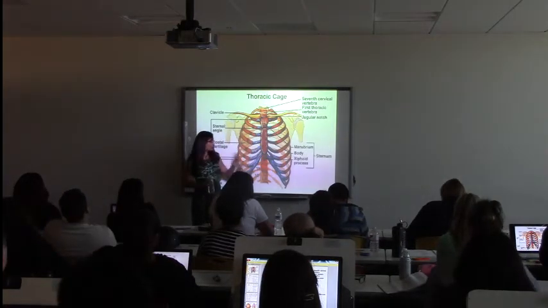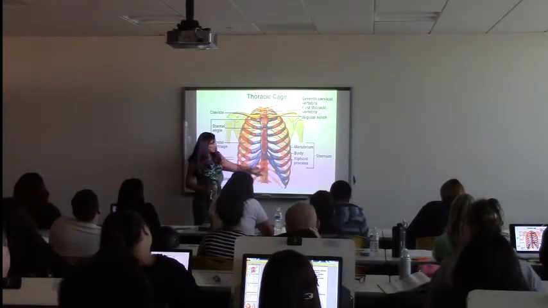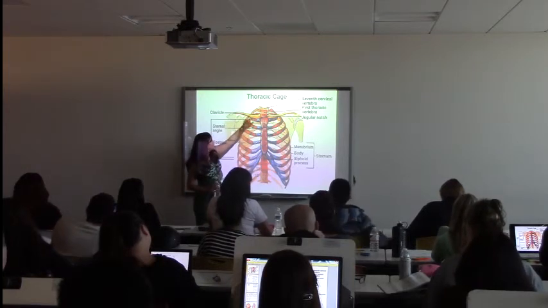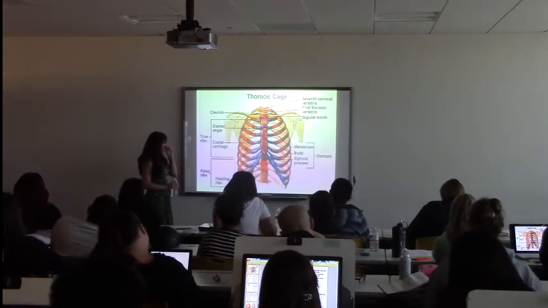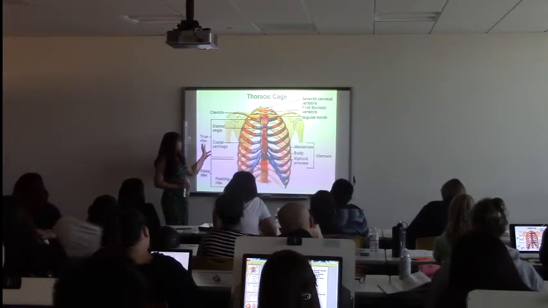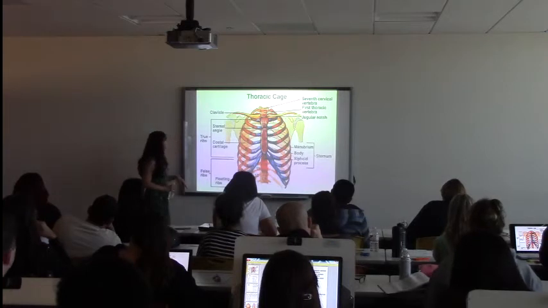From the back, which you can see, it's made up by the vertebral column, and from the top, it's made up by these clavicles. Oh, sorry. Okay. Now let's talk about the ribs a little bit more in detail.